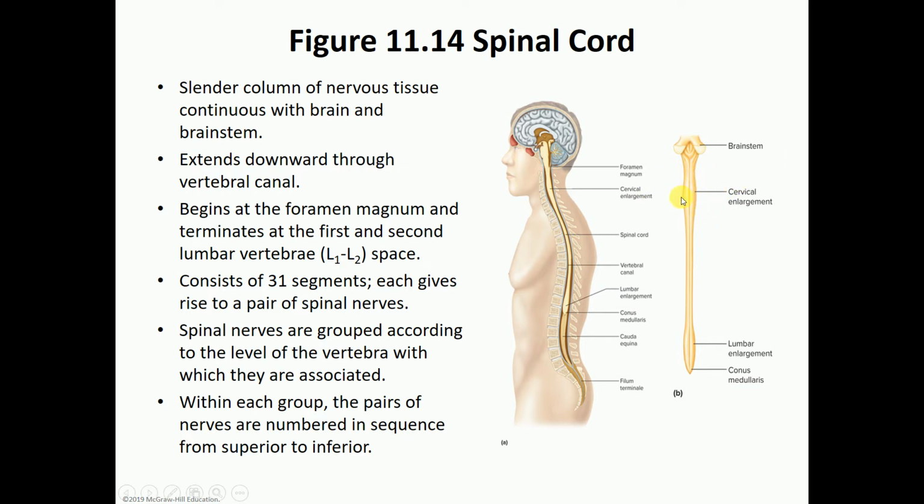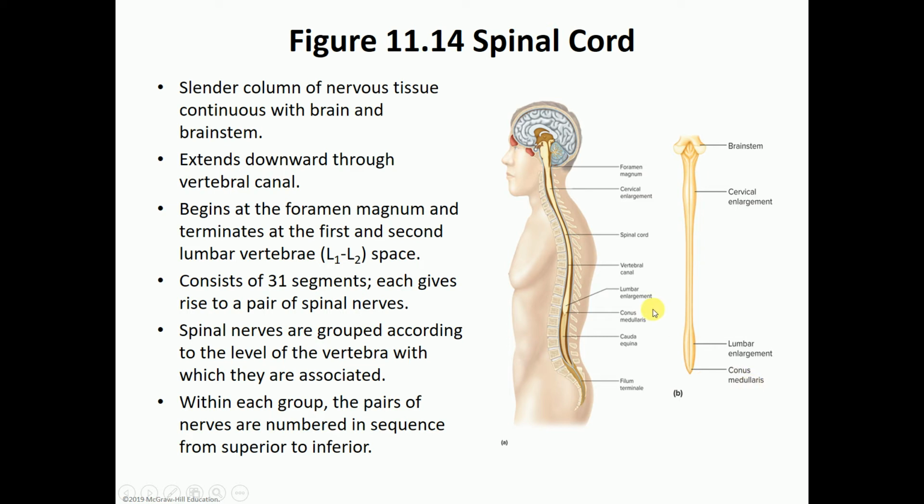One of them is the cervical enlargement, and that would be in order to accommodate all of the cell bodies for the nerves going into the upper limb, while the lumbar enlargement is for the cell bodies of the nerves supplying the lower limb. It tapers down at the end in this funnel-shaped area known as the conus medullaris.